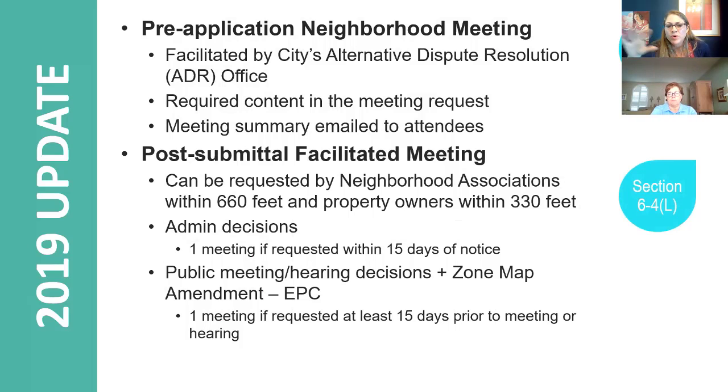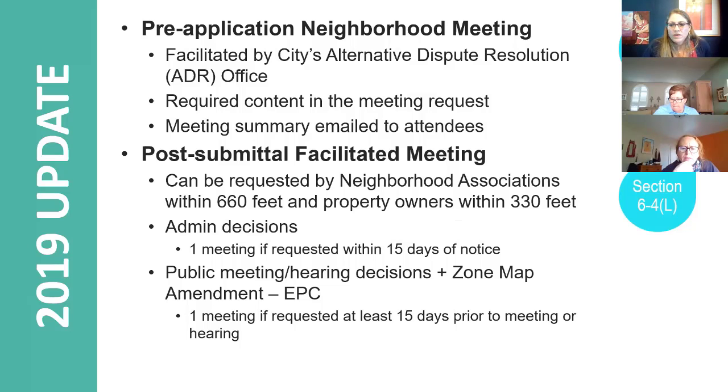And so I won't get into it a lot, but the biggest thing I'll say is the pre-submittal neighborhood meeting is now required to be facilitated by the city's alternative dispute resolution. In the 2018 version, that was an option, but you didn't have to do it. In the 2019 version, it needs to be done by ADR. If ADR doesn't have the capacity to do it, the scheduling doesn't work out, the applicant can provide their own facilitator, but only as a plan B.